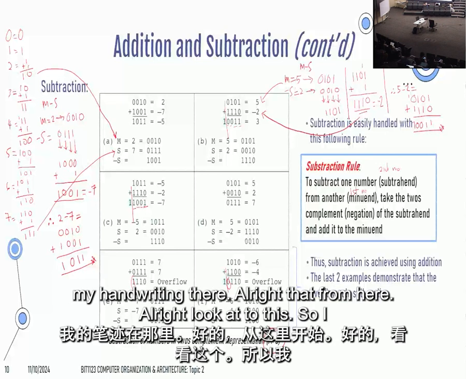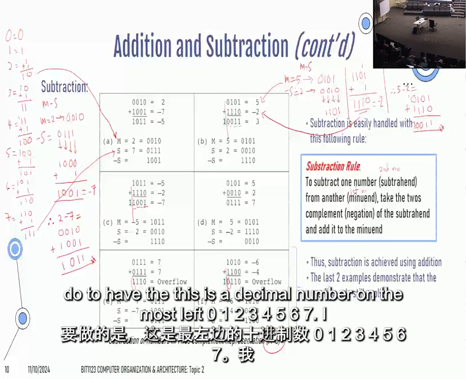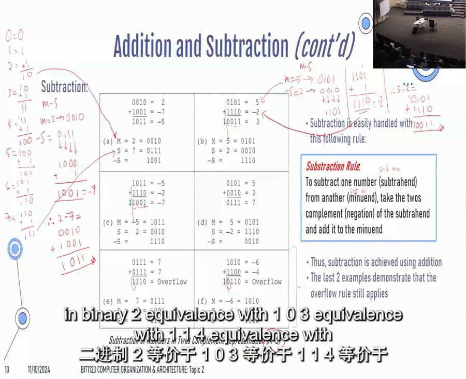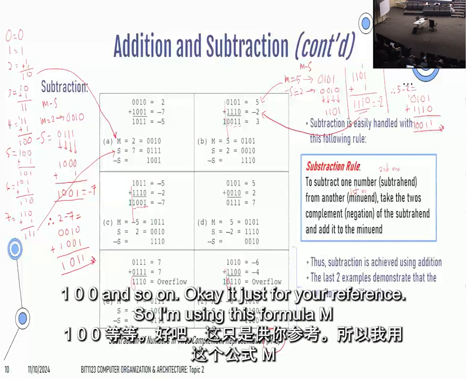My red font, my handwriting there. All right, look at this. This is a decimal number on the most left: 0, 1, 2, 3, 4, 5, 6, 7. I convert to binary, so 0 is equivalent to 0, 1 to 1, 2 to 1, 0, 3 to 1, 1, 4 to 1, 0, 0, and so on. It's just for your reference.